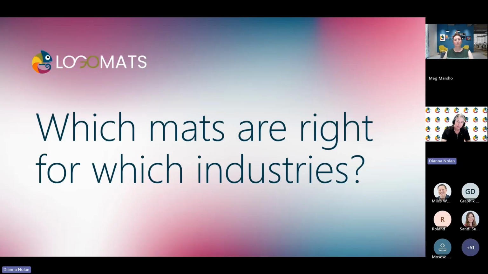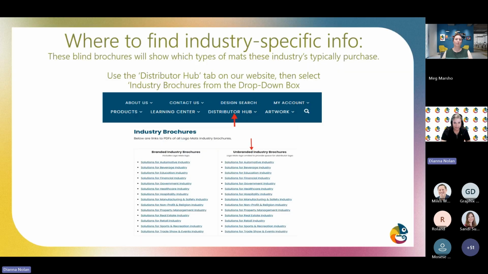All right, so which mats are right for which industries? On our website, again in that navy blue banner that runs across the top, you'll see a button that says Distributor Hub. If you click on that button, you'll see an option for industry brochures. And we've put these industry brochures together specifically for your use.